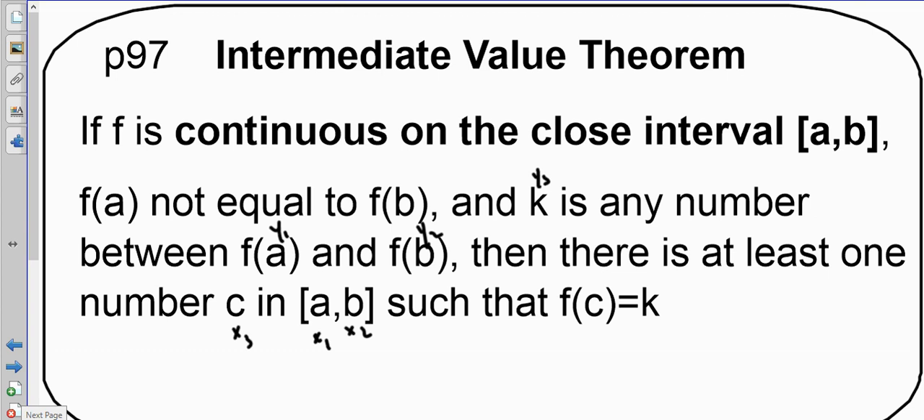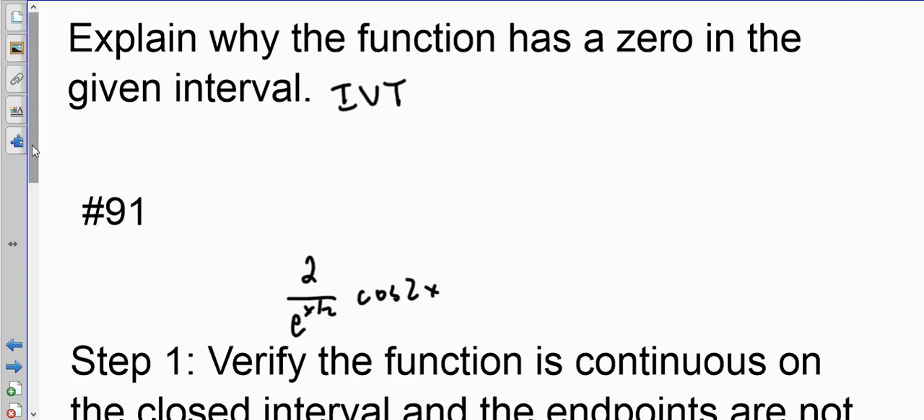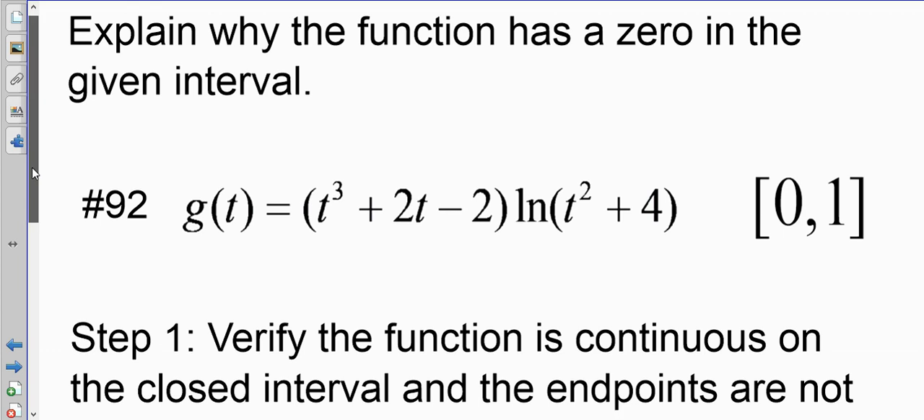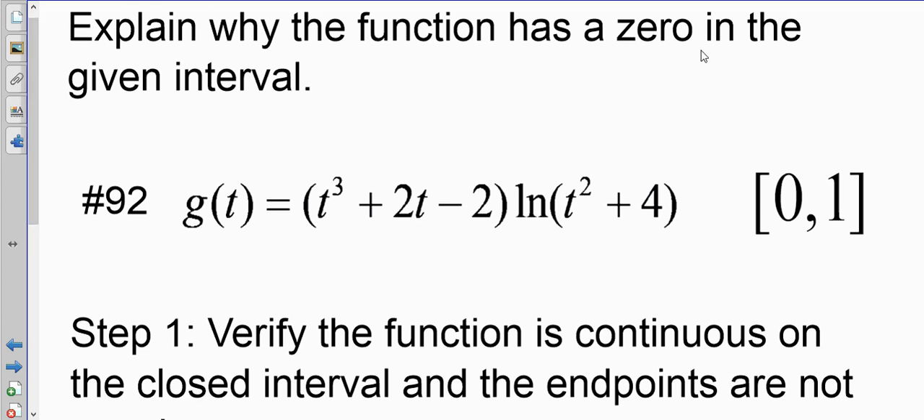So what does that mean? We went through an example in my previous class, but we're going to go through two examples and explain what this is. We're going to explain why a function has a 0 on the given interval. Here's an example: g of t equals t cubed plus 2t minus 2 natural log of t squared plus 4, from 0 to 1. We're trying to find a 0. That means an x-intercept on our graph.